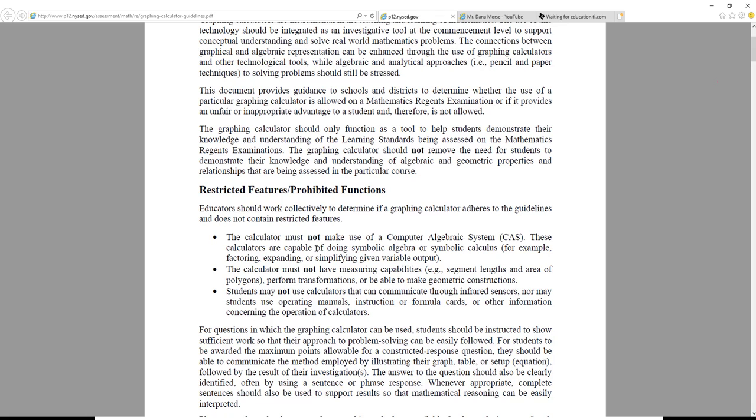So some people saw that and said, it's the same old, I don't need to read any further. The second bullet is a change. A calculator cannot have measuring capabilities, segment lengths, areas, polygons, things like that. TI makes the TI Inspire, which has that feature, but when you put it into test mode, you can turn off the extra geometry features, which would take care of that bullet. So if you're a New York educator and you use Inspire, make sure that when you do press to test, you turn off the extra geometry functionality.